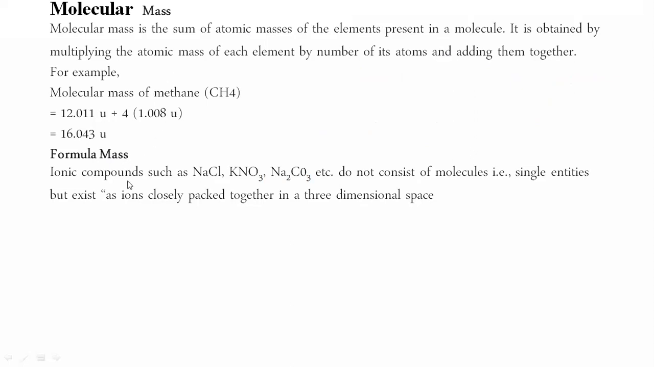Formula mass is the same as molecular mass. It comes for ionic compounds. Methane is not an ionic compound. It is a covalent compound. So formula mass comes when you have ionic compounds. So here, how do we calculate a formula mass?